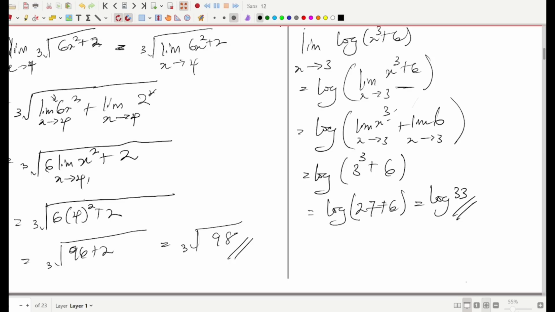Now, though we are not talking about limits of trig functions now, I want to include this example. So let's say you have the limit of, say, cos of x cubed plus 6 as x approaches 10, say 10 degrees. We can also do the same thing, right? So I will leave this to you. Try this one.